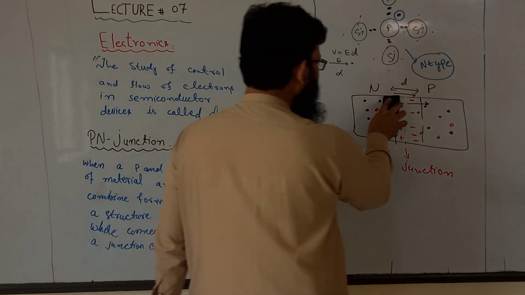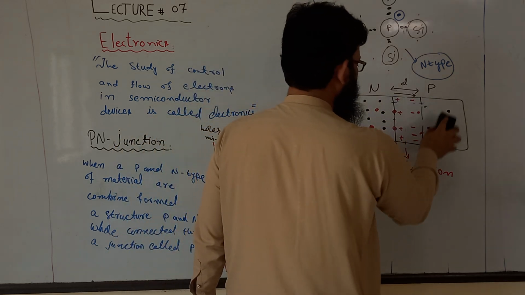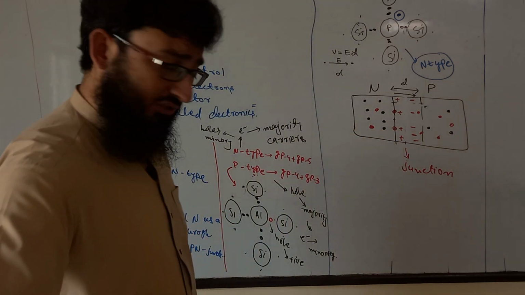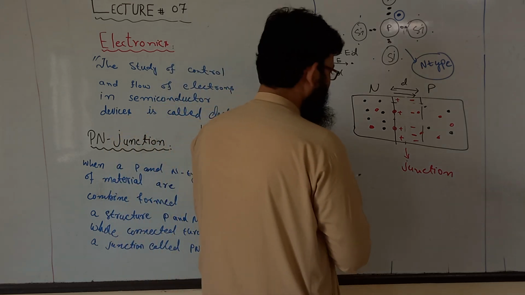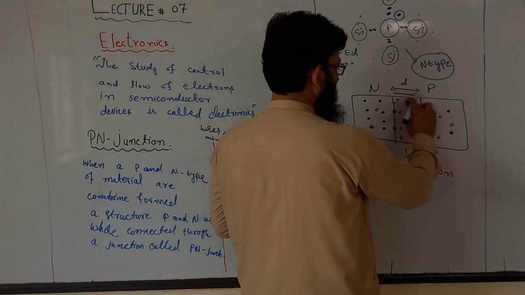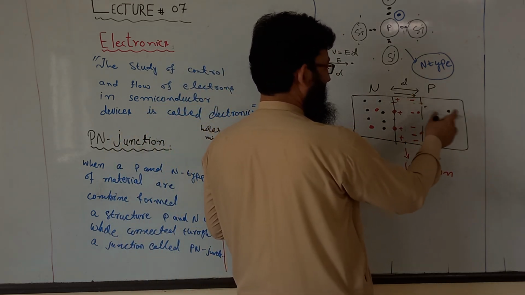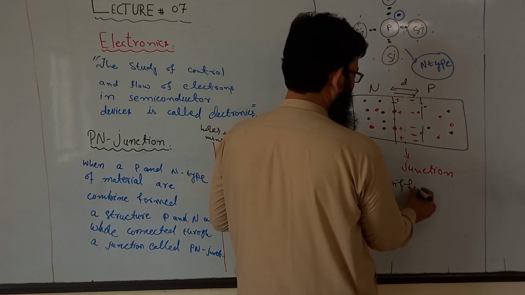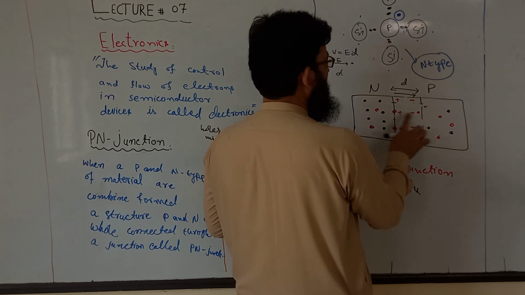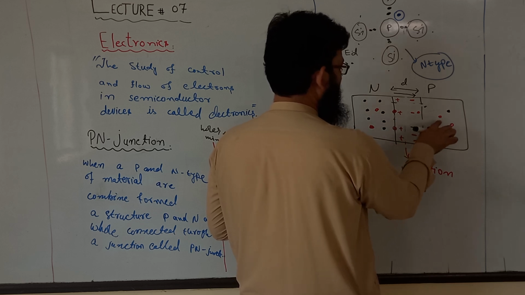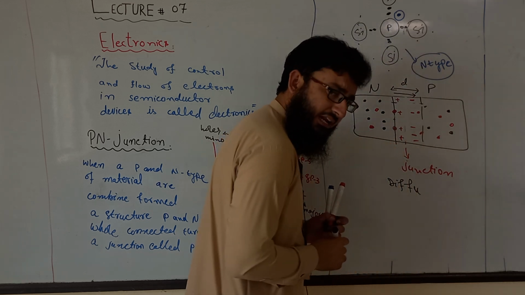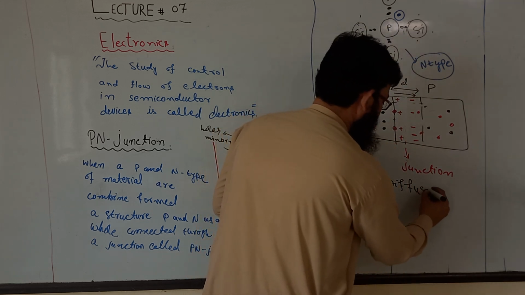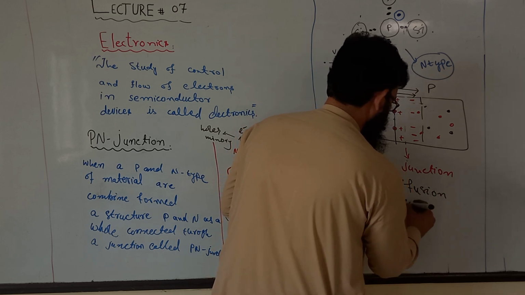Initially, when the electrons start to flow, what will happen? The electrons start to flow from N to P, and it is called diffusion current. They will flow until the number of electrons in N becomes equal to the number of electrons in P. Diffusion current.